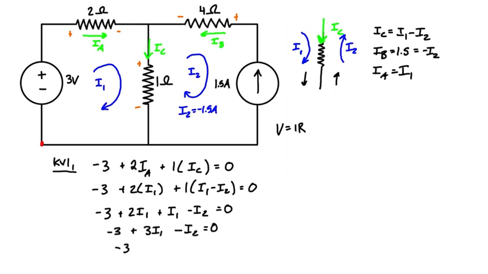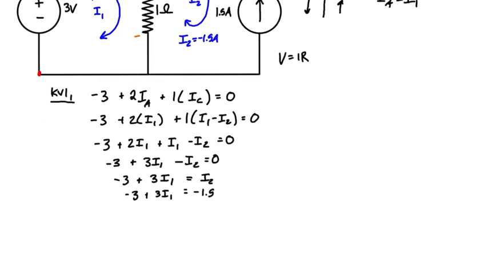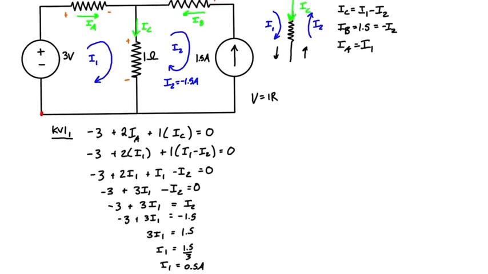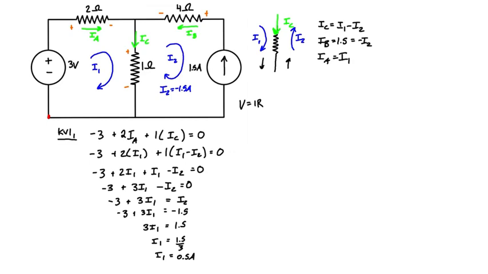Okay, so we can simplify that a little bit. At this point, we have -3 plus 3I1, and we have a value for I2, which was up here. I2 was equal to -1.5. So we can give ourselves a little more space here and just add 3 to each side. So we have 3I1 is equal to positive 1.5, and we find that I1 is equal to 1.5 over 3, or I1 is equal to 0.5 amps. If we put everything into focus, then we can see that I1 is equal to 0.5 amps.